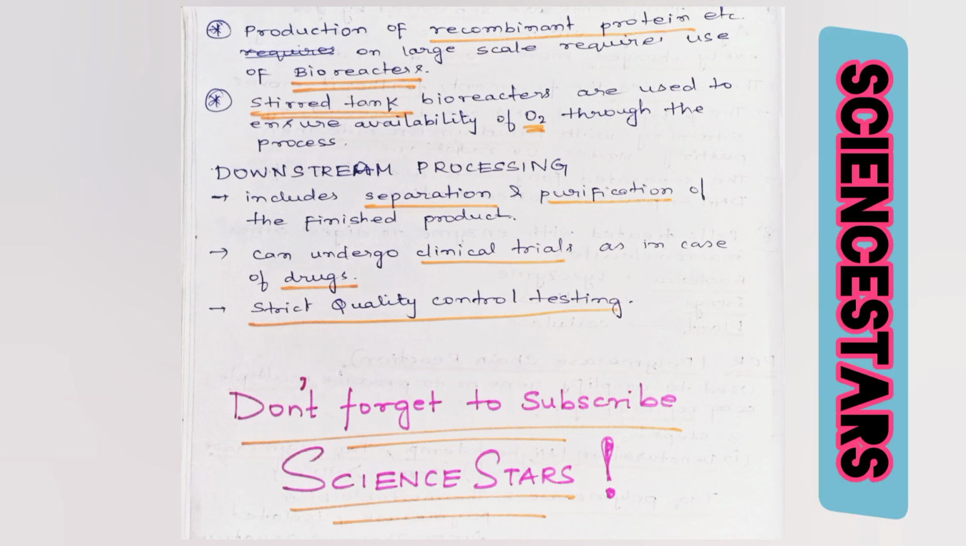Important points to be noted: production of recombinant proteins on a large scale requires the use of bioreactors. A stirred tank bioreactor is used to ensure availability of oxygen and mixing throughout the entire process. Downstream processing includes separation and purification of the finished products. It can undergo clinical trials as in the case of drugs.